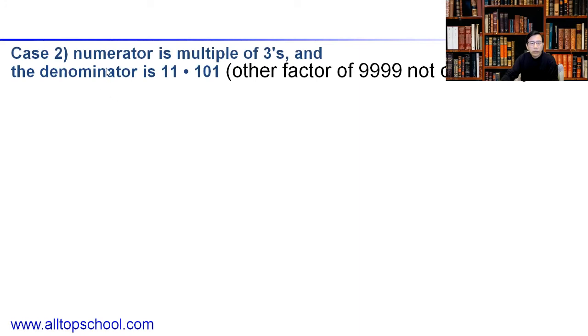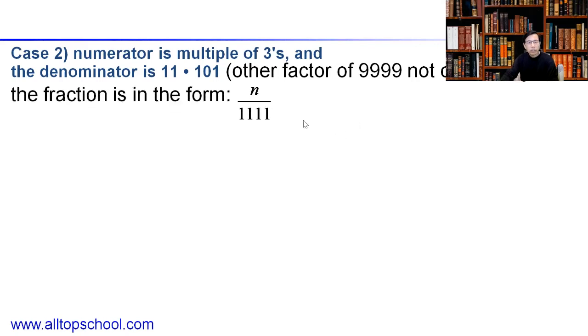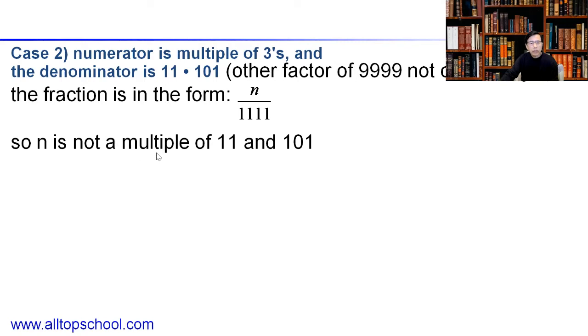So in case 2, you see the numerator is a multiple of 3, and the denominator is the rest of it, the other factor of 9,999 not containing 3. So the fraction is in this form, with denominator 11 times 101, which is 1,111. So n is not a multiple of 11 and also not a multiple of 101. So that's a multiple of 3. The number of values for this one, multiples of 3, will be 370.